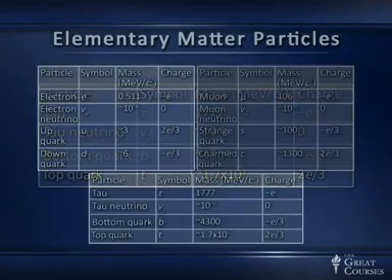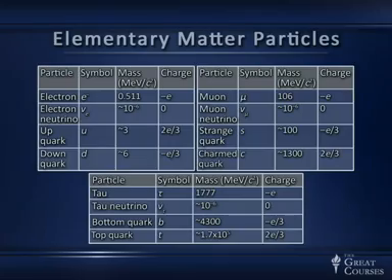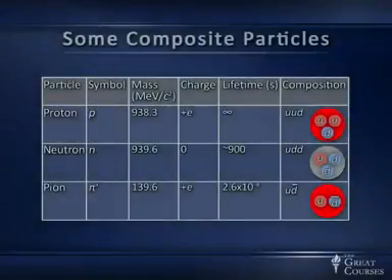So those are the particles that make up all matter, and the ones in the table at the left basically make up all ordinary matter, and the other ones are so short-lived, their existence in the universe is basically very fleeting. Let's talk a little bit about how we make more composite particles out of these elementary particles. So here are some examples of composite particles.